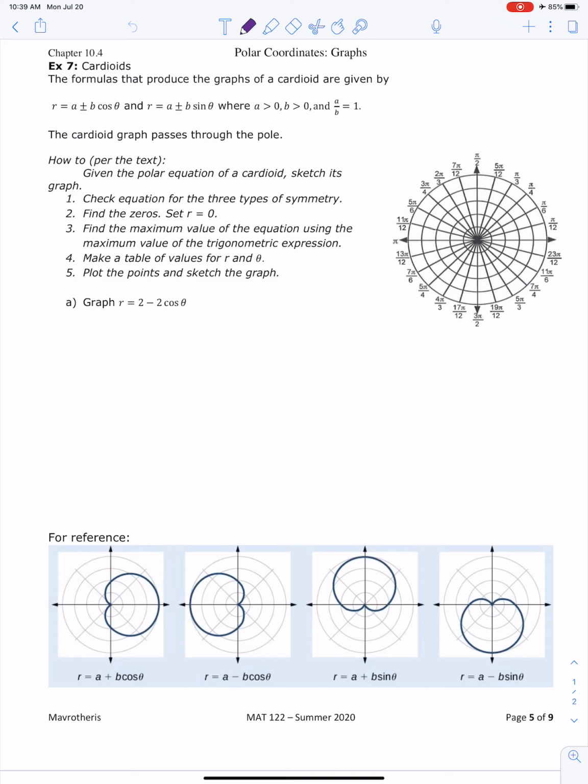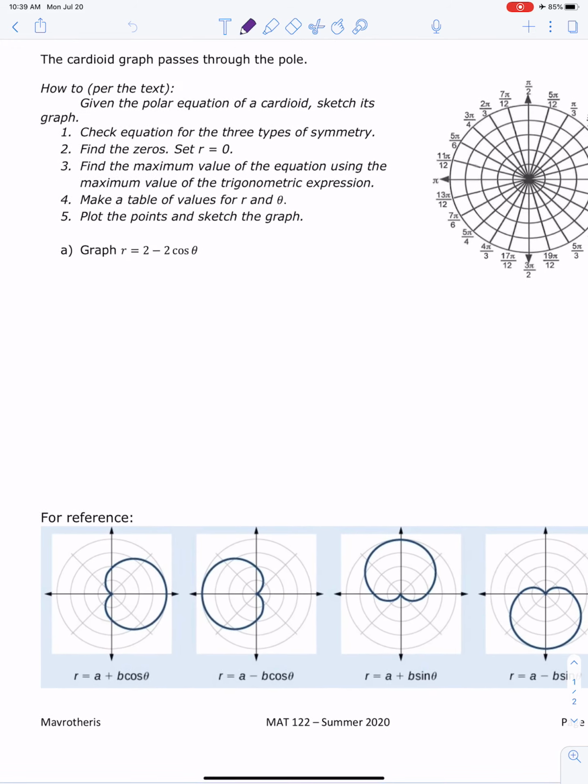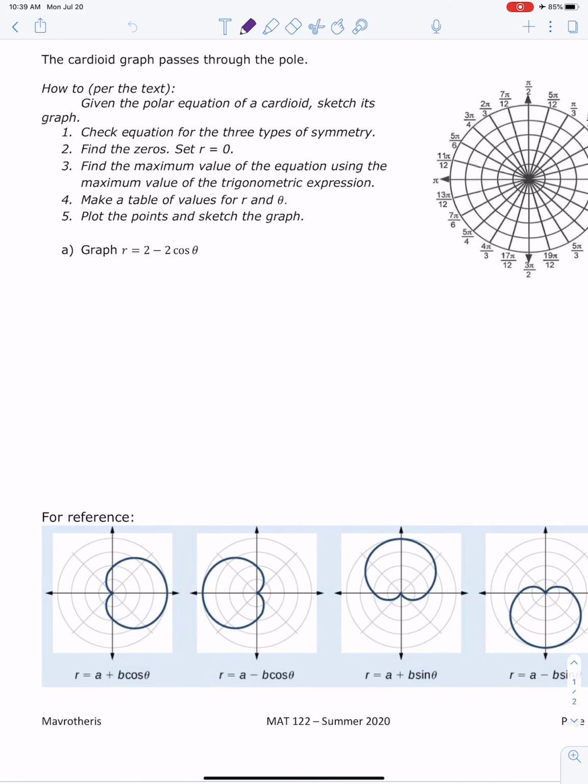I will be honest with you, once I get used to what some of these graphs look like, I will ignore the whole check for symmetry part, just because sometimes it feels like more work than you have to do. But for now, this first one, we're going to go ahead and go through their steps. So we're going to start by checking for symmetry.